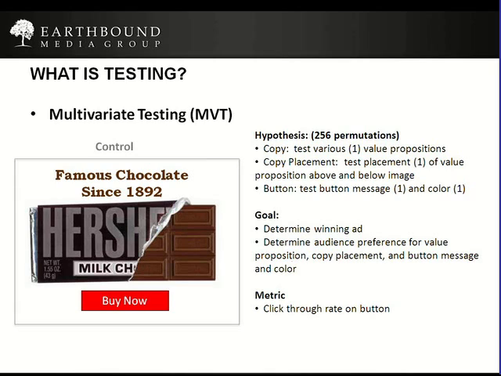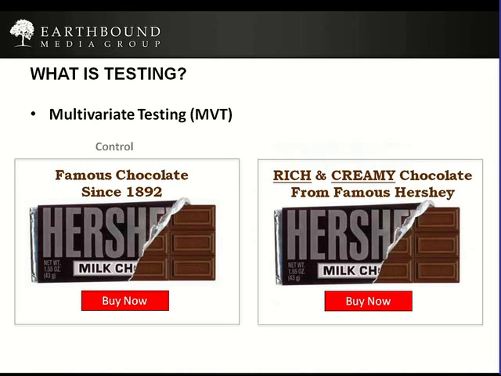And then we'll determine which creative is going to work best to do that. And our metric will be the click-through rate. So let's take a look at this multivariate test, changing out the value proposition from famous chocolate since 1892 to rich and creamy chocolate from famous Hershey. So the question begs, which will the user click on? And the only way we'll know is by actually testing this.